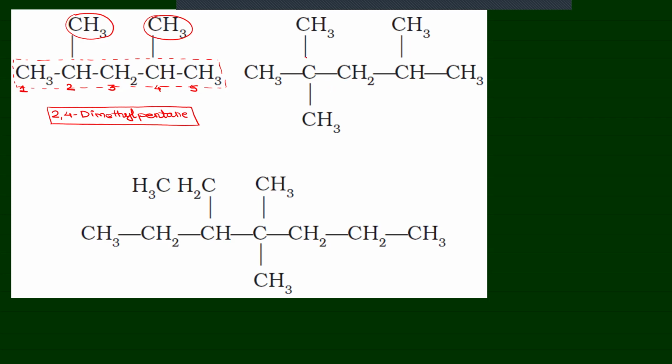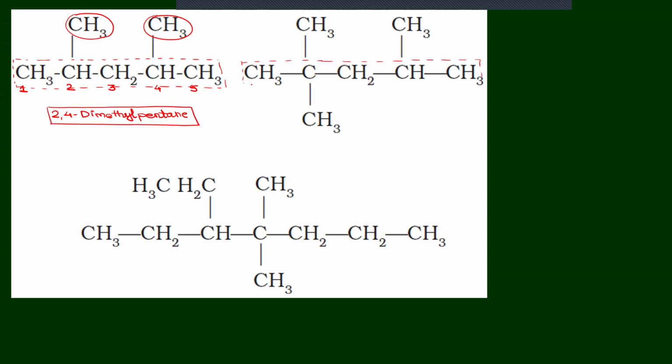Longest chain. So the central line. How many carbons? 5. So if you select 1, 2, 3, one possibility, 1, 2, 3, 4, 5, the same possibility. So the longest chain is coming out to be with 5 carbon.